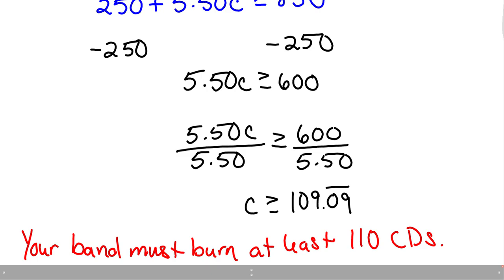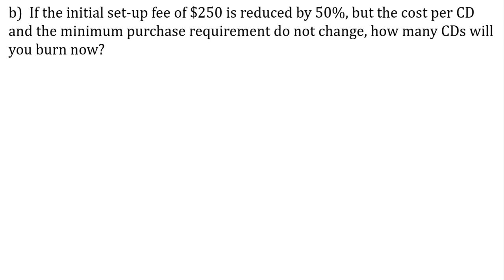Continuing on with the studio example, what if they offer you another option? If the initial setup fee of $250 is reduced by 50%, but the cost per CD and the minimum purchase requirements do not change, how many CDs will you burn now? Let's have you pause the video and see if you can write your rule based on that requirement, and resume when you're ready.